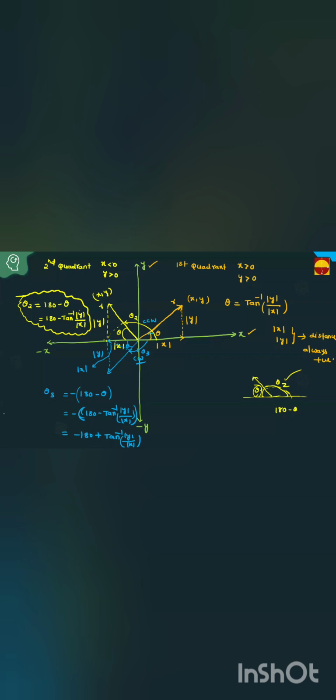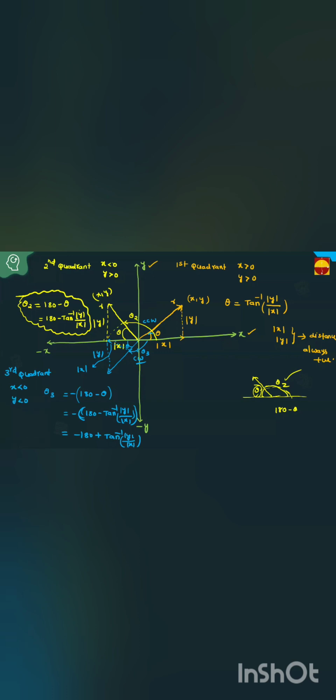These are positive values. Then the last angle is this one in the third quadrant. You apply this angle calculation when both are negative, x less than 0, y less than 0. That is the third quadrant calculation. Then the last one is in the fourth quadrant, where you have to calculate theta 4.